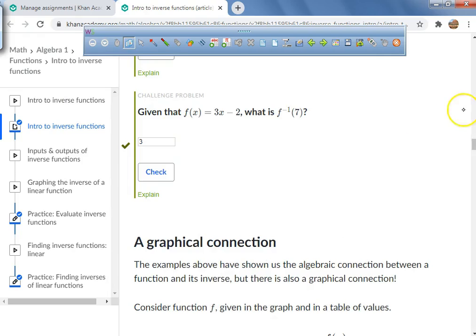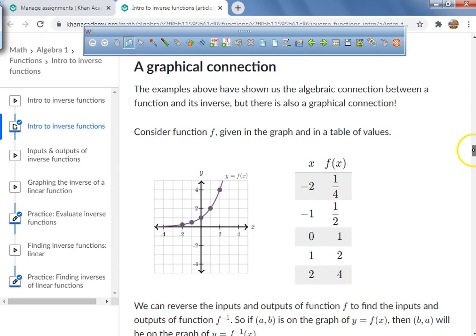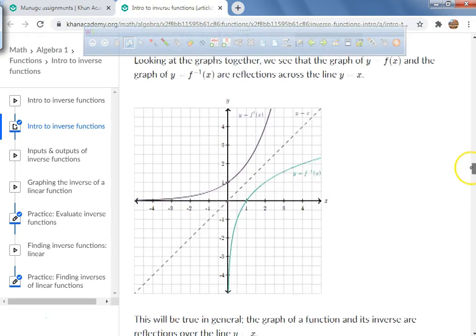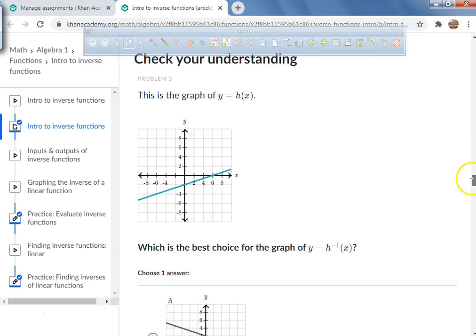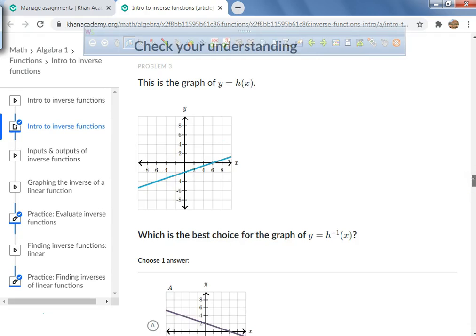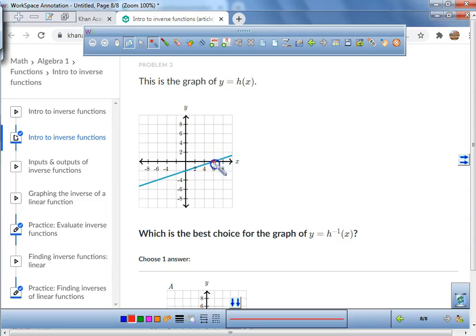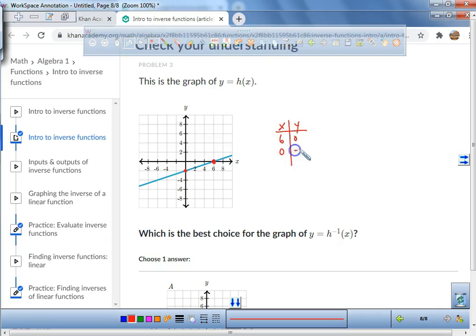You see I'm right. And then you can't really do the graphical connection, okay, as far as drawing it, but you guys need to know that graphs always reflect across what? Y equals x. So how do you do that when you're asked to find the graph that matches it? What you do is you look at the graph and you look at the ordered pairs. So let's look at these ordered pairs. That ordered pair is at a 6, 0. This ordered pair is at a 0, -2.